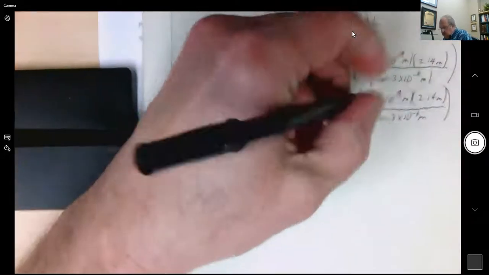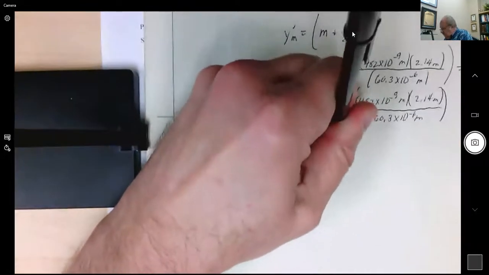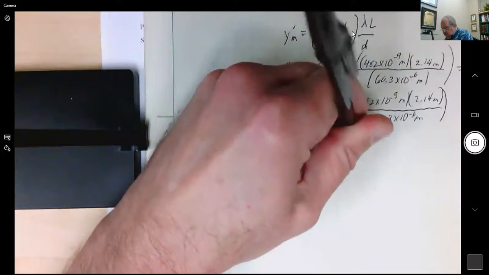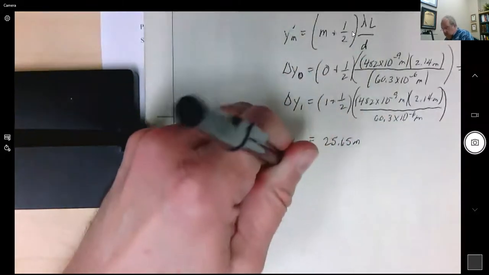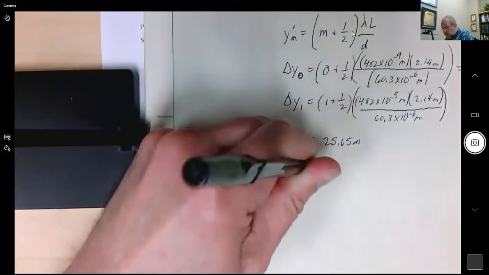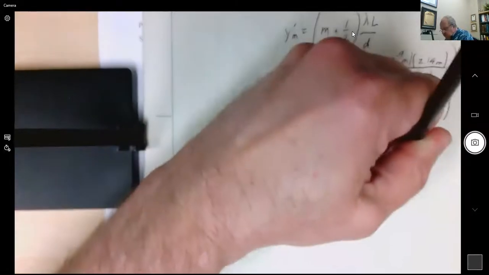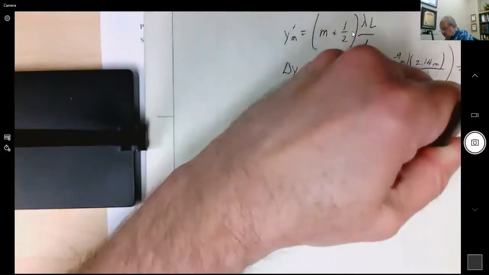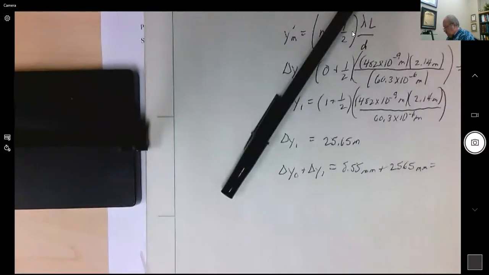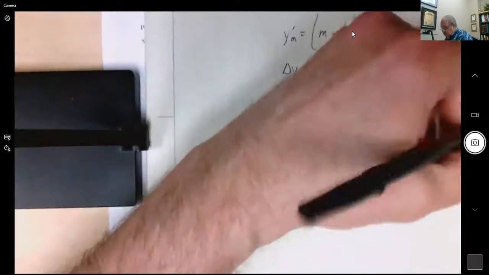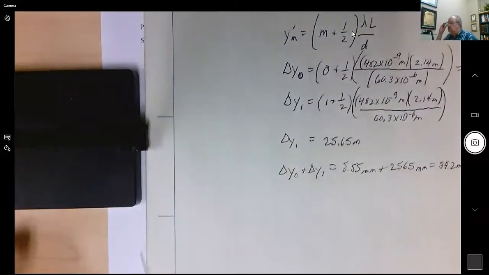And that gives me 25.65 millimeters. So then delta y0 plus delta y1 is equal to 8.55 millimeters plus 25.65 millimeters. And that gives me 32.4 millimeters as the distance.